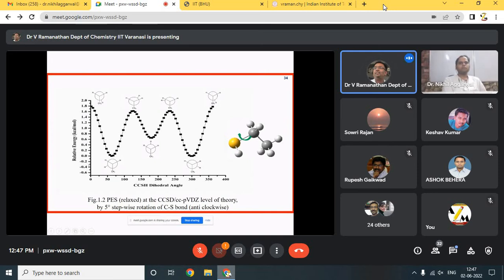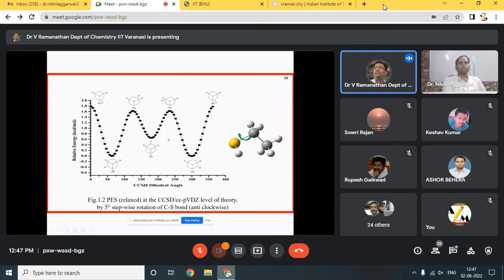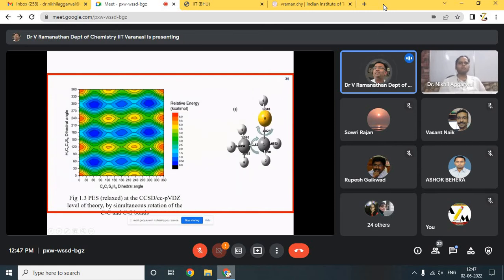Whereas in the CC bond you had just one global minimum, although there are 3 different minima, this can be understood as just one global minimum. In the case of CS bond rotation, although there are 2 global minima, these 2 are identical, so that will be considered as one global minimum, and you have another local minimum here. And we also did a 2-dimension analysis.